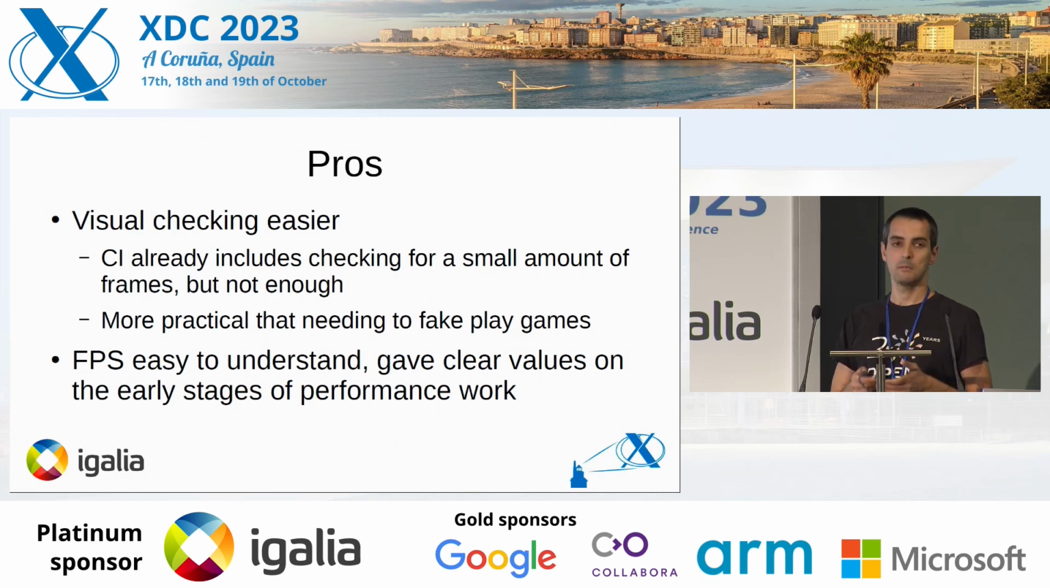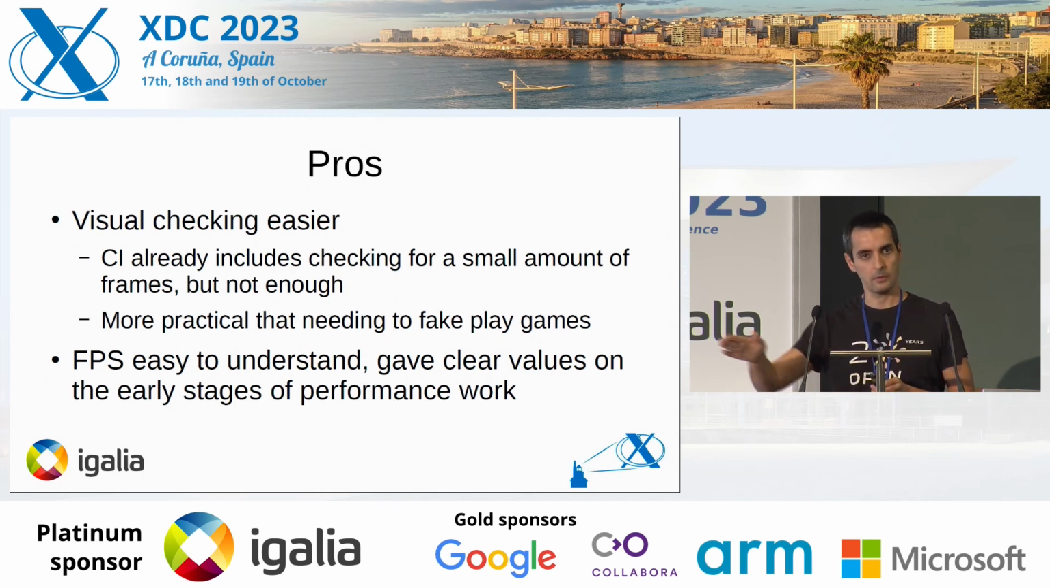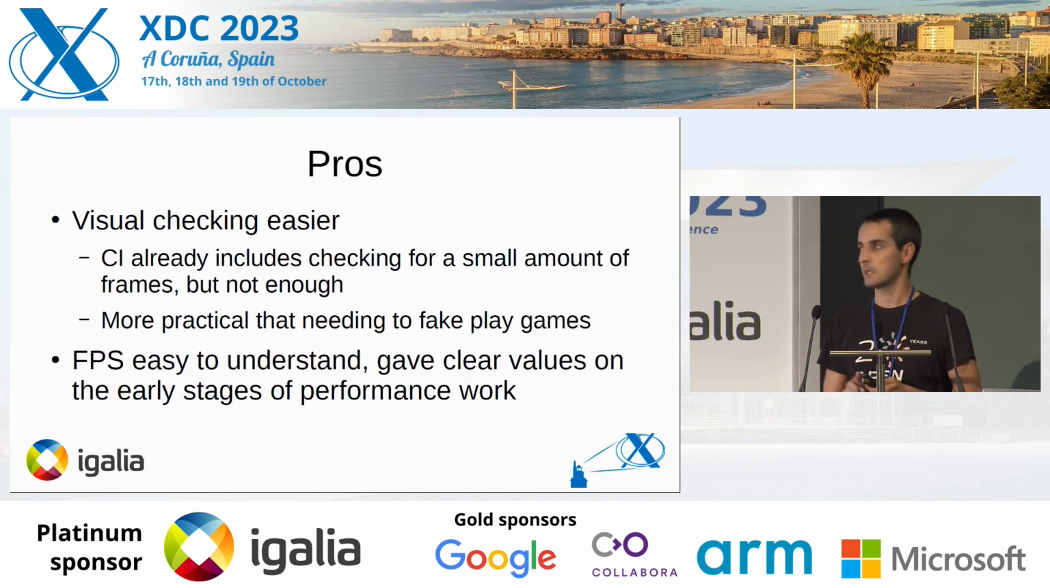Advantages: that made visual checking far easier, because the alternative was putting up the sample and pretending to play the game, going through corridors, and that was boring. Also, in the CI, just in case someone is wondering, there are some cases of capturing frames and checking the outcome, but as I said, that was not enough, because the artifacts were not always in the same place. Also, the frames per second was really easy to understand, and at the beginning of performance work, it was evident for some specific improvements that it was a real improvement.